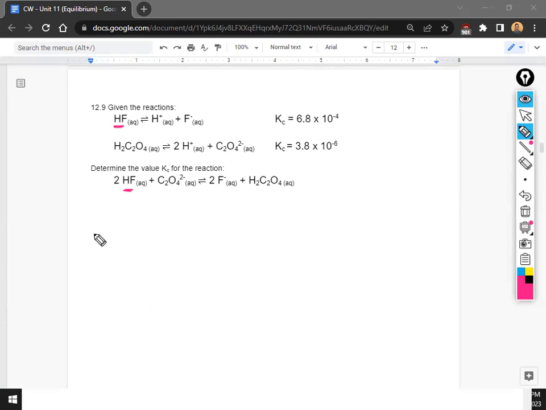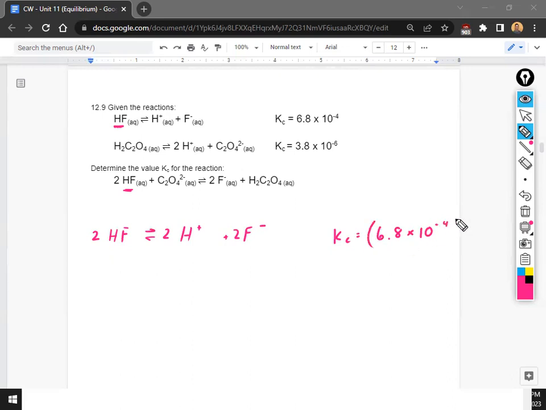Yeah, you have to double it. Good. You're going to double the first equation. That's going to give us 2HF, and that's going to produce 2 H plus and 2 F minus. Now, if we double an equation, what happens to the K value? Not doubled, it gets squared. Keep that in mind, guys.